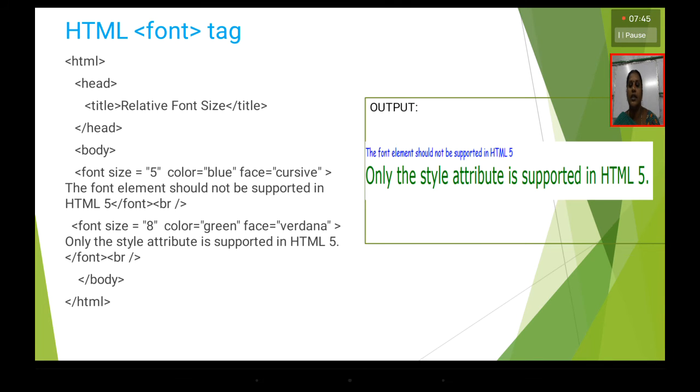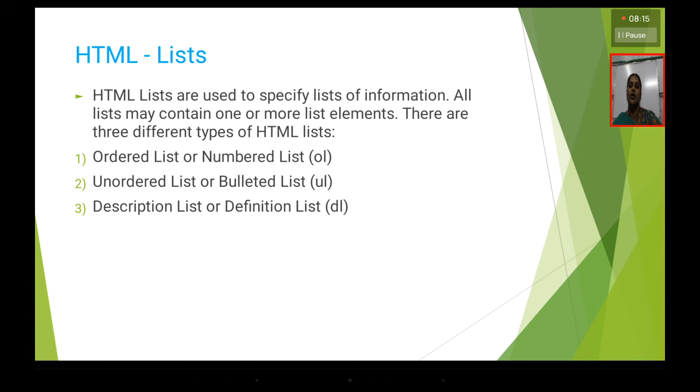We can use these three attributes, for example, font size is 5, color is blue, face is Verdana. So that is the first one. The second one is font size 8, color green, face Verdana. In this font, only the style attribute is supported in HTML 5. The first line shows the blue color, the second line shows the green color. So this is also possible in HTML.